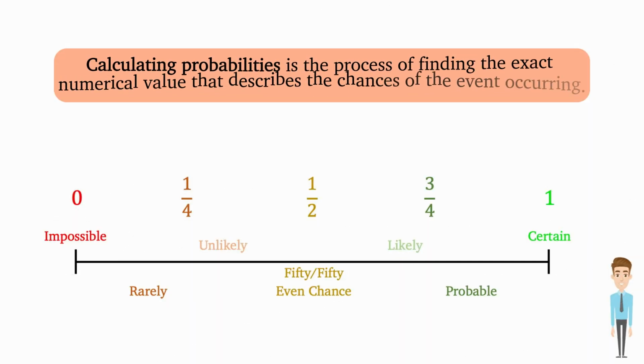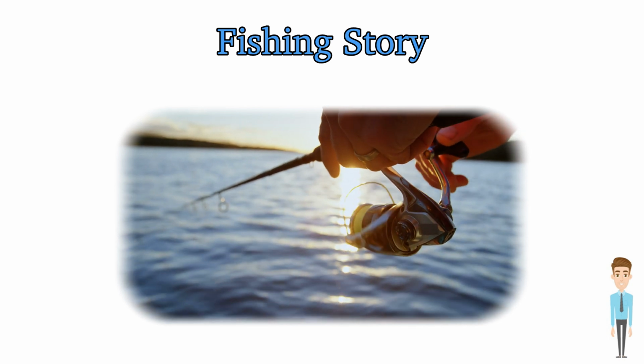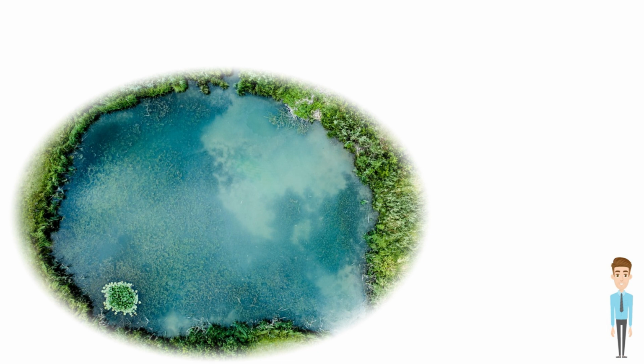Calculating probabilities is the process of finding the exact numerical value that describes the chances of the event occurring. A great way to understand this is with a fishing story. Imagine you're out fishing in a small pond. You're looking for a particular fish, the rainbow trout.